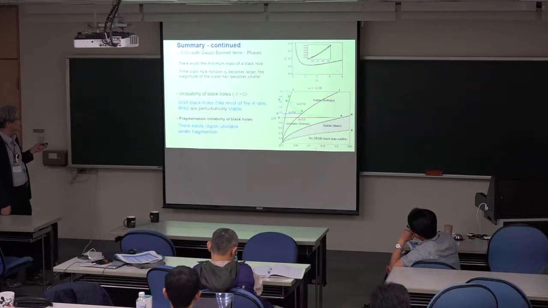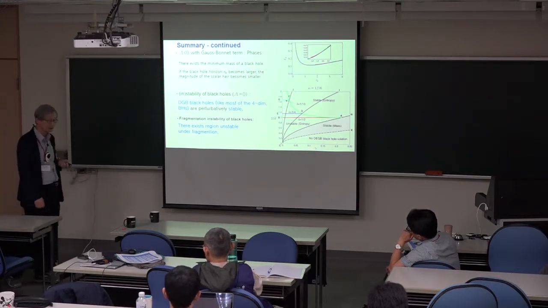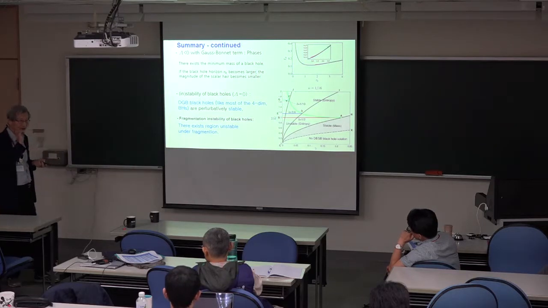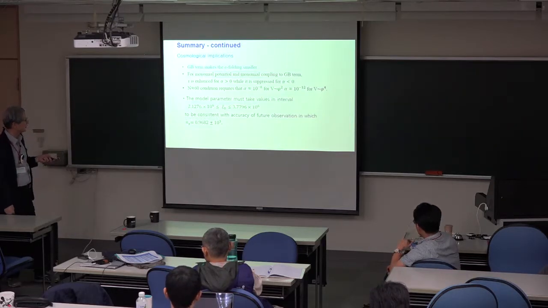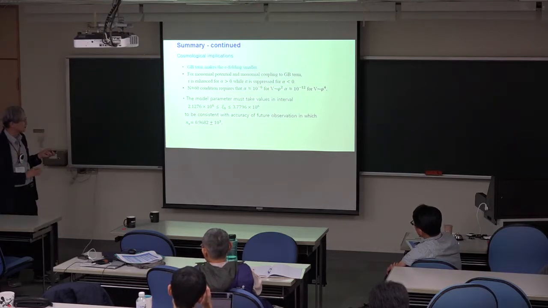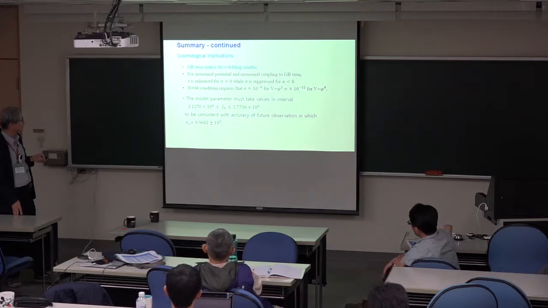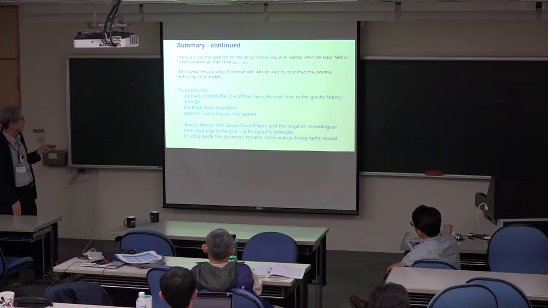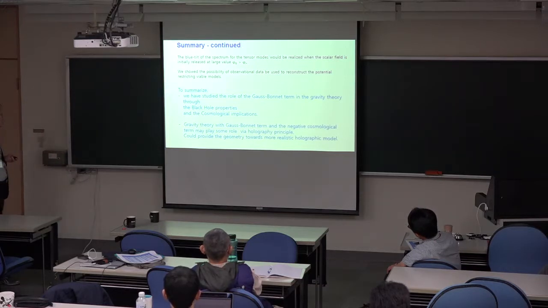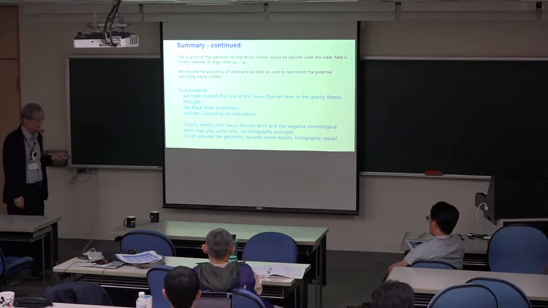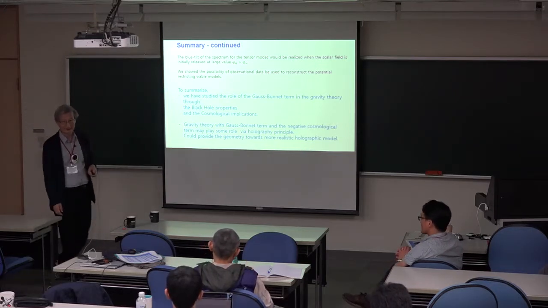And the next thing is also the instability under fragmentation, and there is some parameter range in which the black hole may be fragmented into smaller black holes. And finally, for the cosmological implication, we studied what is consistent with the observation, the consistent parameter range. Also, another thing is whether we could reconstruct the potential out of this observational spectral data. So you can read this one, and that's what I wanted to say. Thank you.